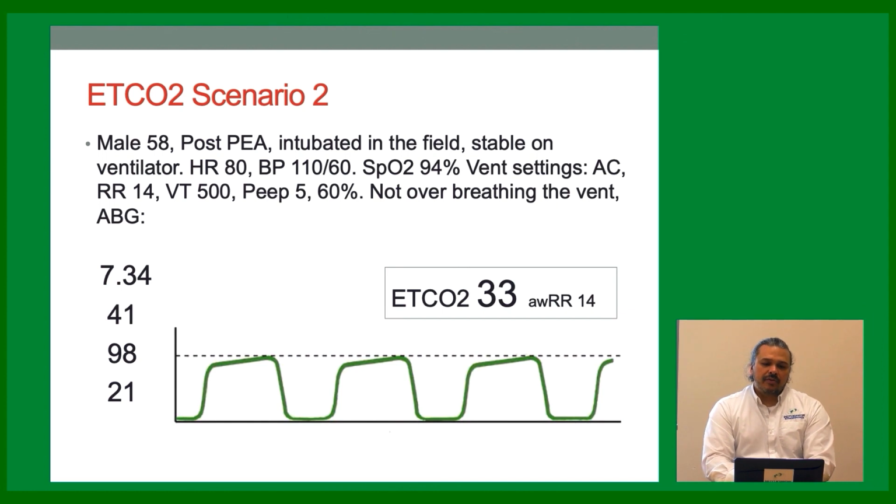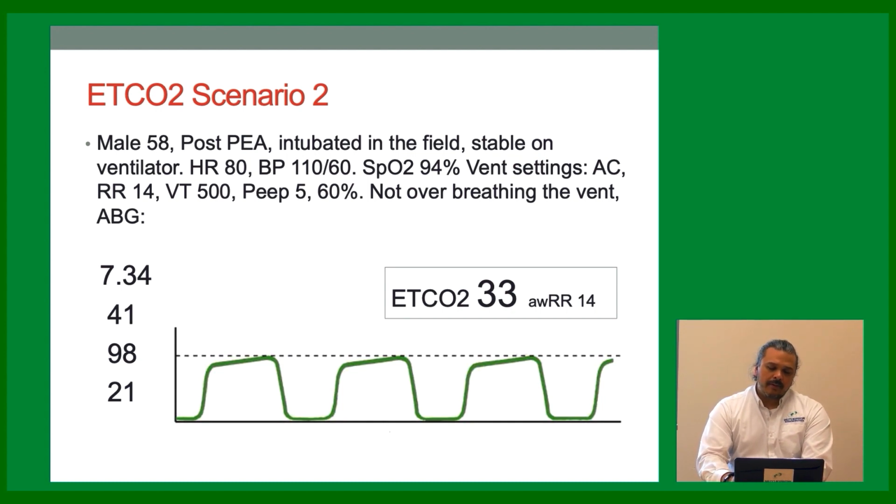We have a male, 58, post-PEA arrest, intubated in the field, stable on the vent. Heart rate is 80, blood pressure 110/60, sat 94. Here are our vent settings: respiratory rate of 14, tidal volume 500, PEEP 5, 60%. Not over-breathing the vent, which means he's just breathing what we're giving him. Set at 14, breathing 14. ABG says 7.37, 41, 98, 21. We have an end-tidal of 33.